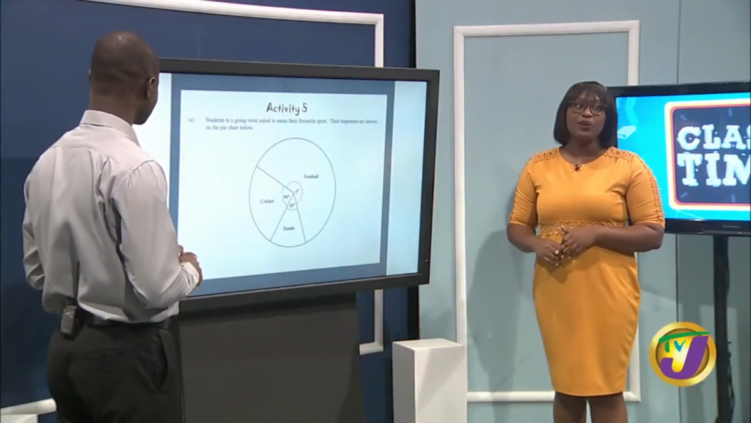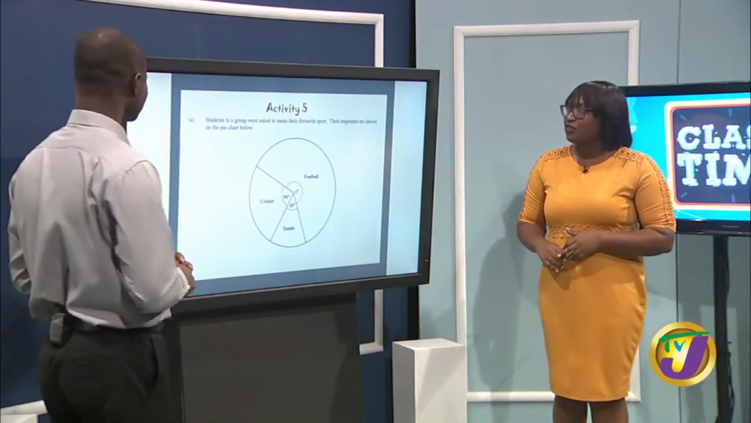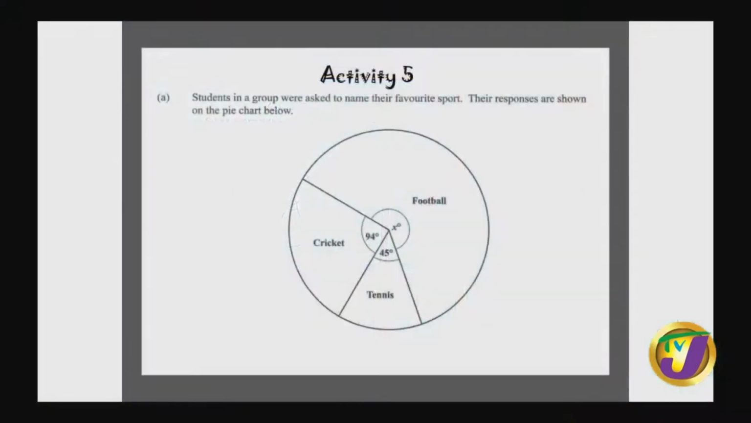All right, so here we have activity 5. Students in a group were asked to name their favorite sport. Their responses are shown on the pie chart below. So these students like football, cricket, and tennis. Boy, I don't even know if I'd be very good at any one of these. We see here that we have the angular measure. Cricket is 94 degrees. Tennis, 45 degrees. And football, I really just don't know. Let's dig a little deeper and see where this question is taking us.